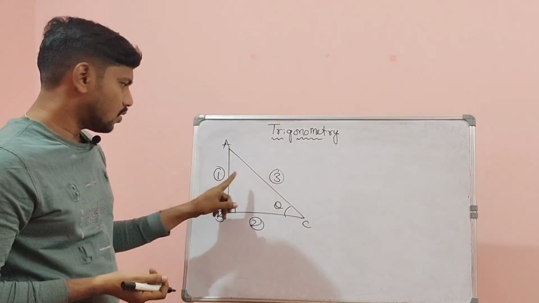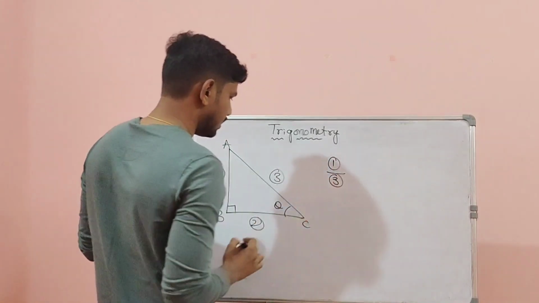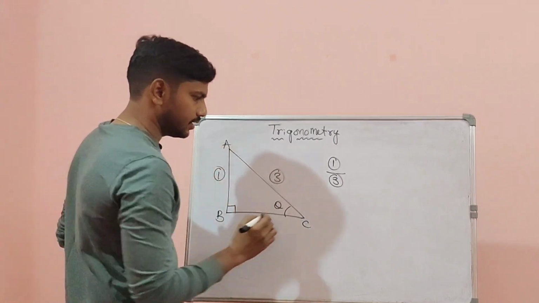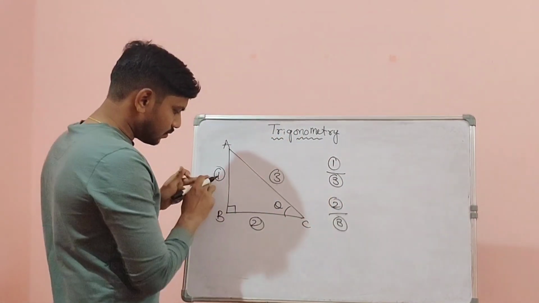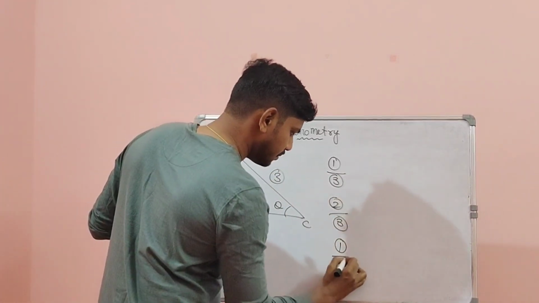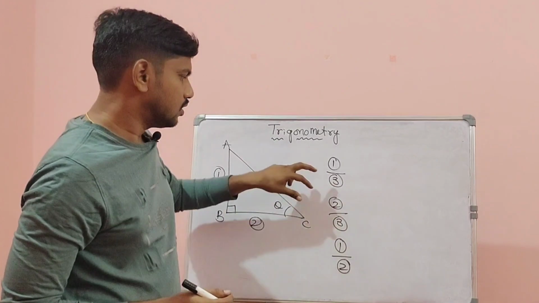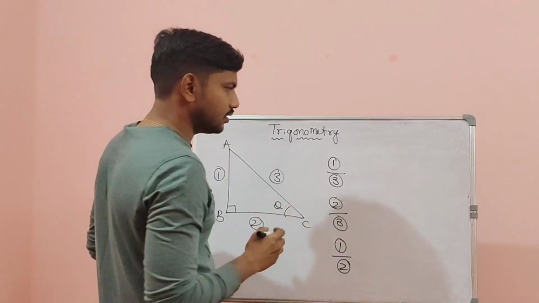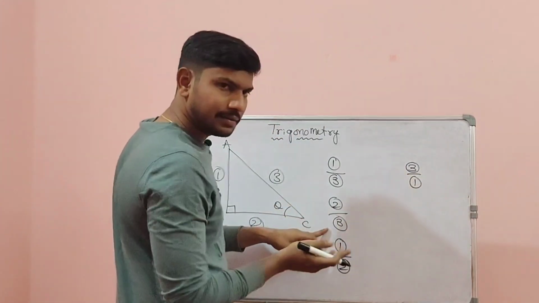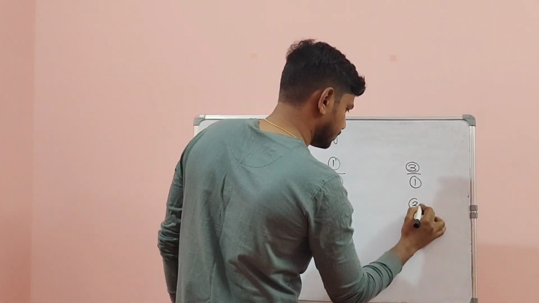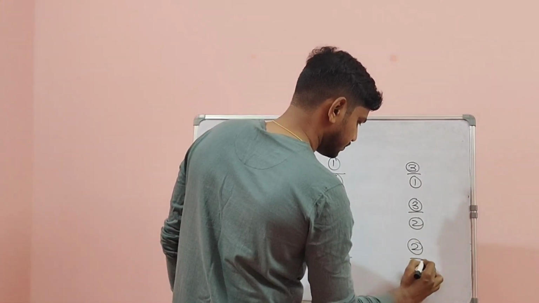One ratio is 1 by 3. Next ratio, 2 by 3, I can write, 2 divided by 3. Next, 1 by 2. Now I reciprocate the ratios. So 1 by 3 becomes 3 by 1, 2 by 3 becomes 3 by 2, and 1 by 2 becomes 2 by 1.